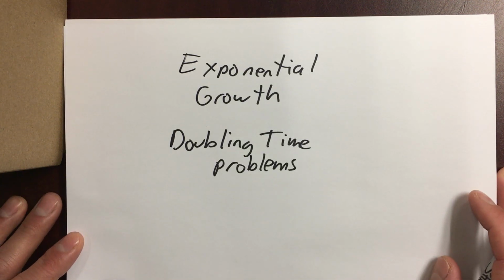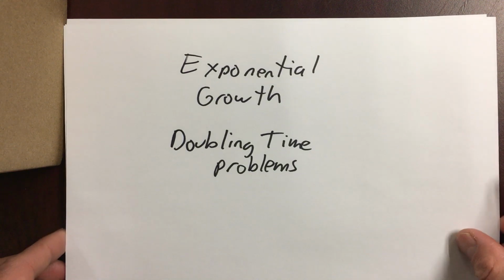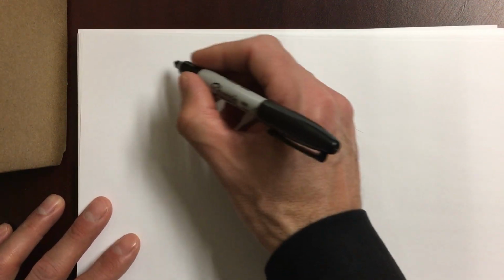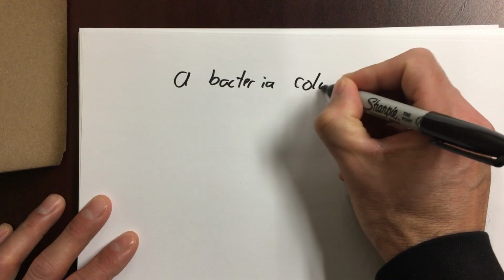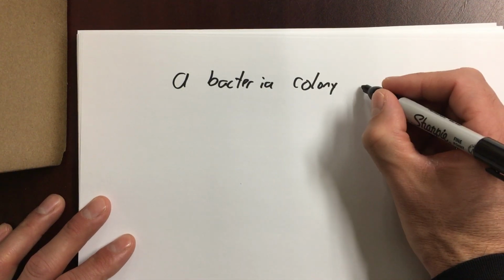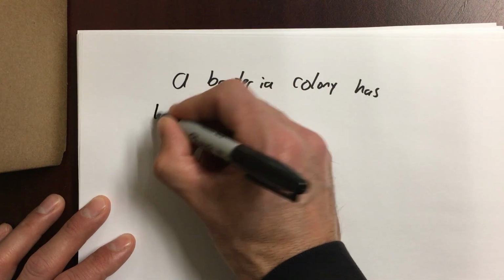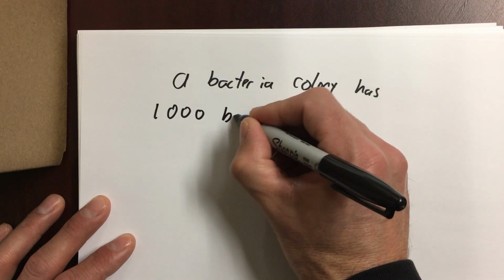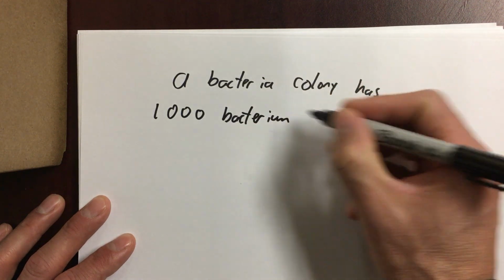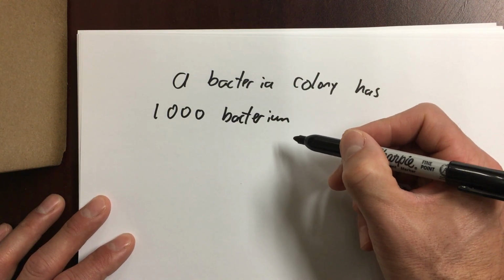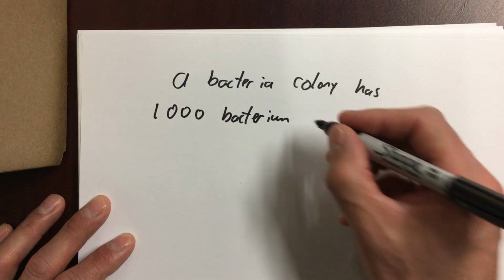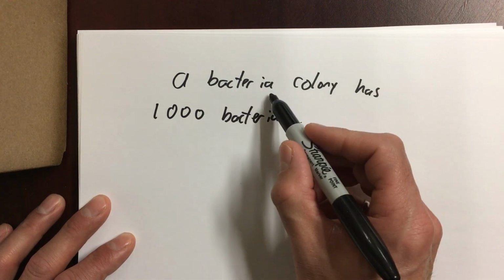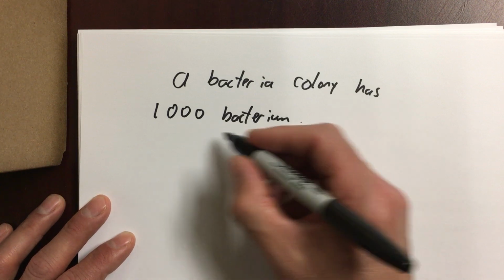Okay, I'm going to show you now exponential growth doubling time problems. Okay, so let's consider a bacteria colony. And this bacteria colony has, I don't know, let's give it 1,000 bacterium. And if that's not the singular of bacterium, and this is not a realistic number for a bacteria colony, I apologize to any pedantic biologists. A bacteria colony has 1,000 bacterium.